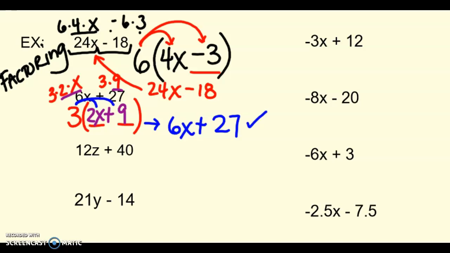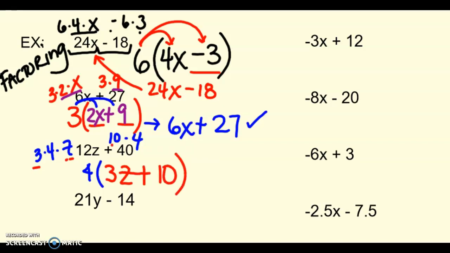Okay, 12z plus 40. The factors of 12 and 40 that they share, probably 4. So I'm going to list the factors with a 4: 3 times 4 times z, and 10 times 4. Pull out the common factor, the 4, and what's left in the first term is 3 and z, and what's left in the second term is 10, and it's positive.